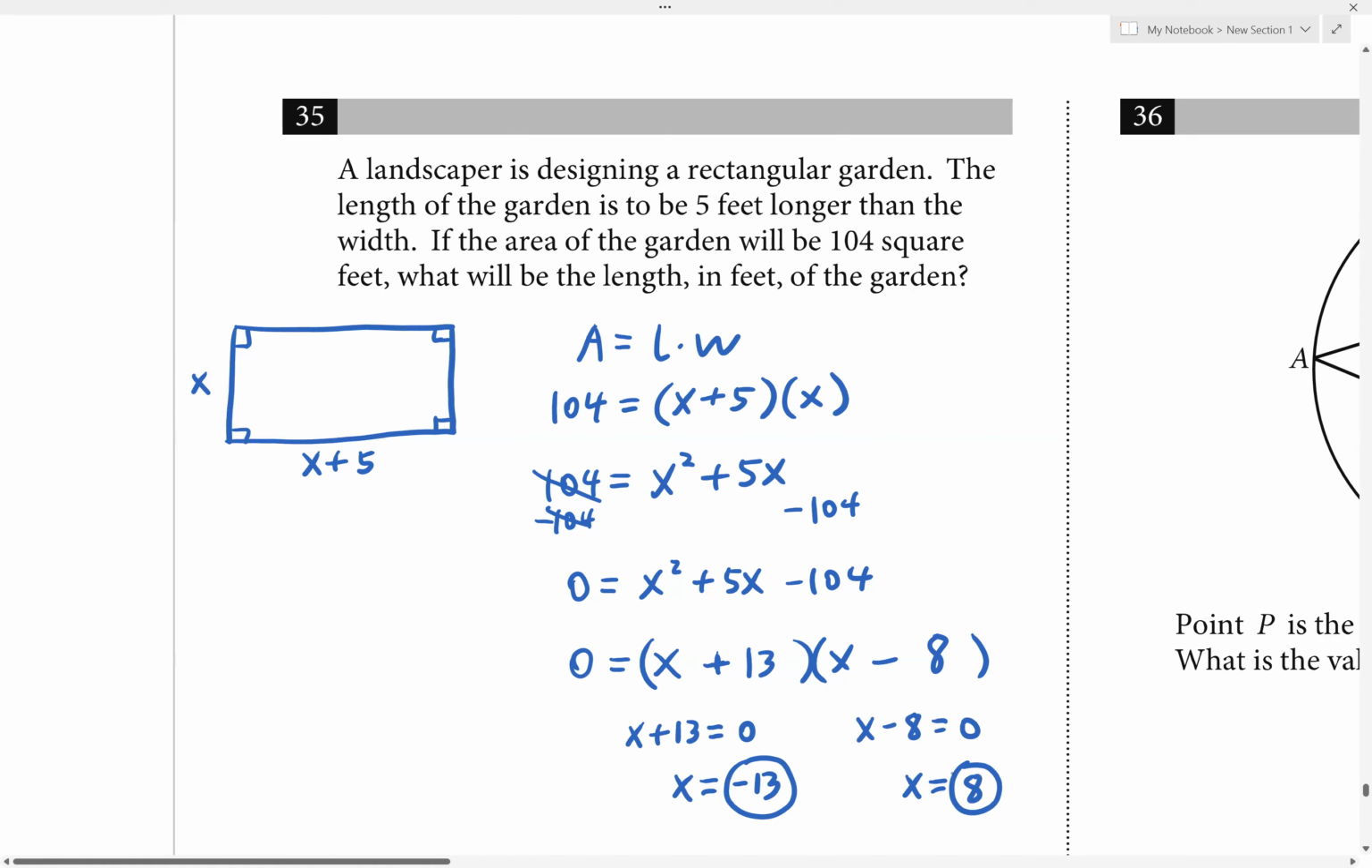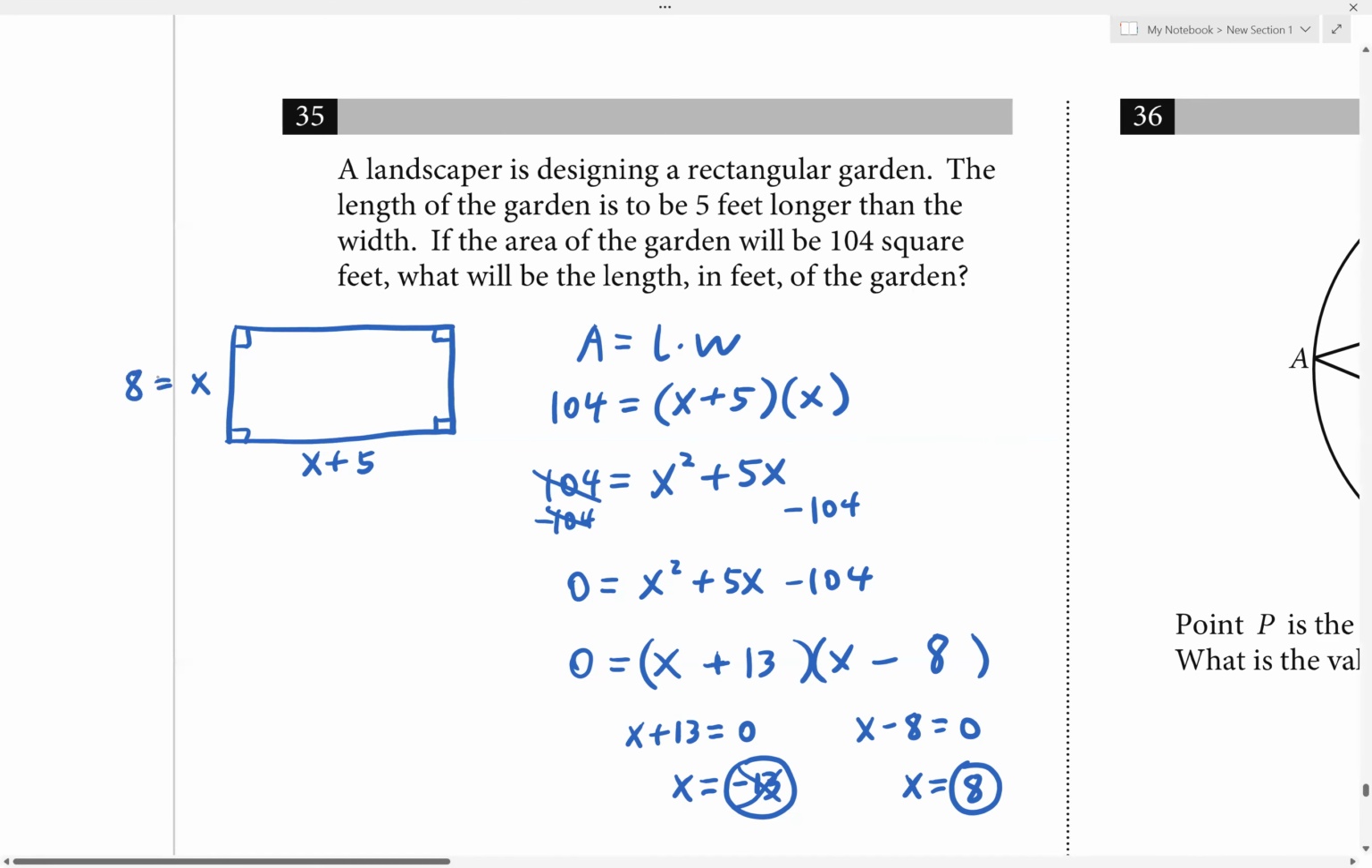But for this one, which solution do we want to use? Will x be 8, or is it negative 13, or can we use both? Since this is an application question, and we know x here represents the width of the garden, the width of the garden cannot be negative. It has to be a positive number because it's a distance, so it can't be negative here. So we can just ignore the negative 13, it won't work. I have to pick the positive number for x. So x is actually equal to 8.